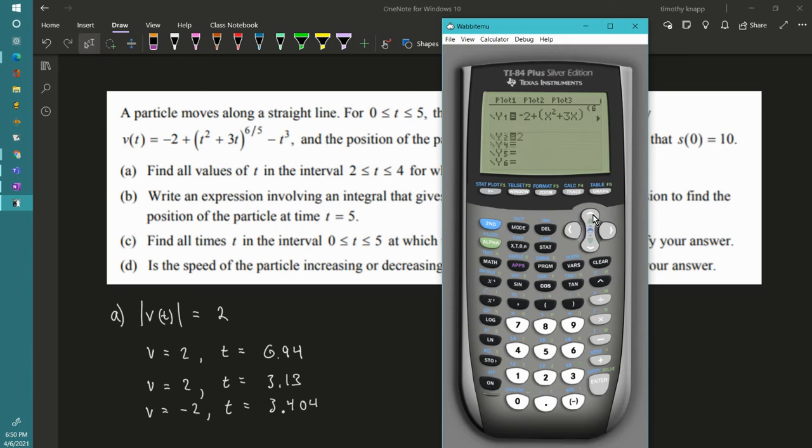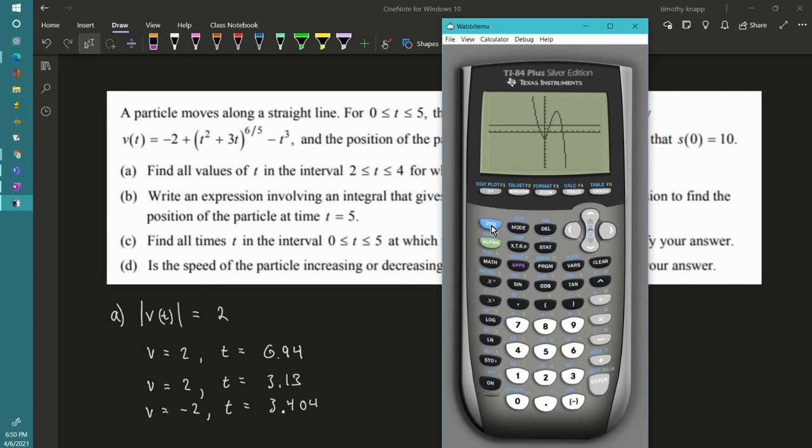So I'm going to graph the original function, and you can kind of see it. There it is. All right, and then I'm going to also graph 2. I hit graph, and the graph ends up showing up. And now I'm going to figure out where this graph, which is the velocity function, and the graph of 2 intersect, which looks like right around there and right around there, right?